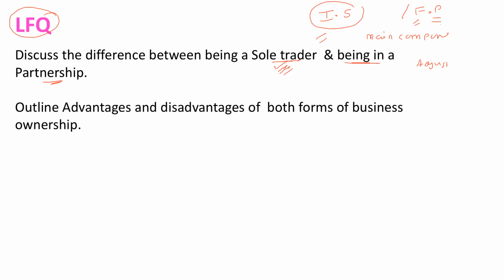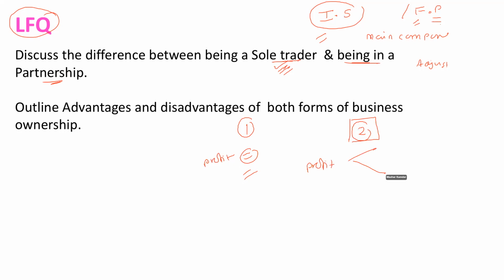Sole trader means one person doing a business. Partnership would be more than one person doing a business. More than one, that is, it starts with two. What could be the other differences between a sole trader and a partnership? Whatever profit is earned, a sole trader is going to take the benefit of all the profit. However, when you are in a partnership firm, whatever profit is earned is shared among the partners.